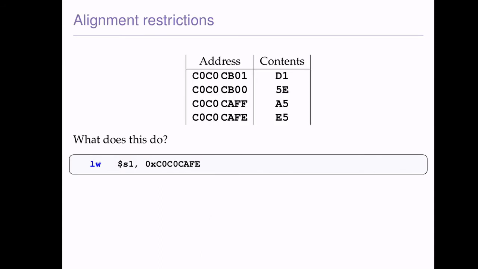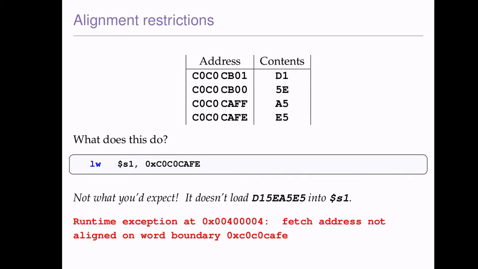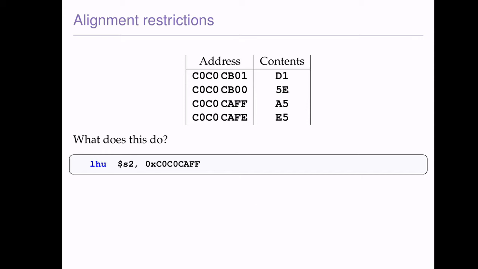So let's have a look at an example. What does this instruction do? So you want to load what's in Cocoa Cafe into S1, and using little endian notation you would expect that to be the word diseases, and it should go into S1. But actually what happens is we don't get that. We get an exception saying that the address is not aligned on the word boundary, and that's because this has not been aligned properly.